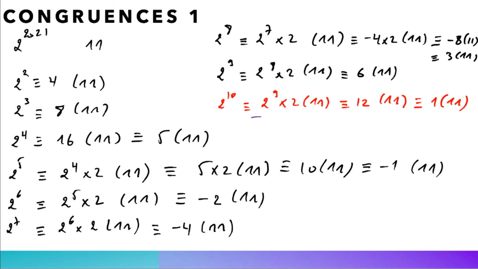Bingo. Actually, notice that we could have deduced this from here because 2 to the 5th is congruent to minus 1 modulo 11, and if we square both of the sides, one gets that 2 to the 5th, all to the power 2, is congruent to minus 1 to the power 2, which is 1 modulo 11, and we know that 2 to the 5th to the power 2 is actually 2 to the 10th.